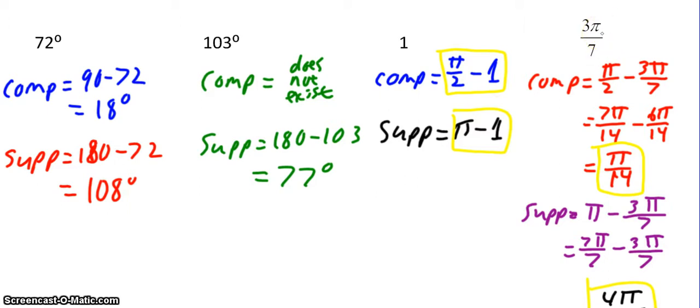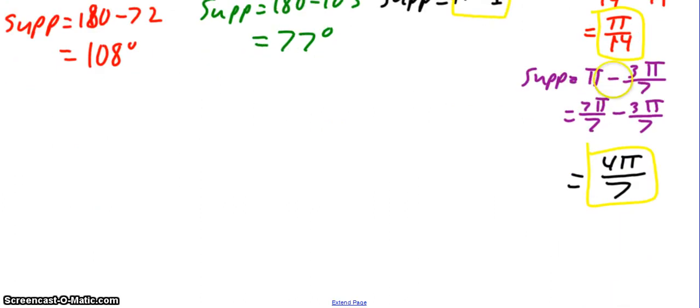For the next one, here we can do a little bit of work. So the complementary angle will be pi halves minus 3 pi sevenths. When I subtract fractions, I can get a common denominator. The common denominator is 14, so pi over 2 becomes 7 pi over 14, and 3 pi over 7 becomes 6 pi over 14. 7 minus 6 is 1 pi over 14. So the complementary angle is pi over 14. For the supplement, we do pi minus 3 pi sevenths. Again, get a common denominator, which in this case will be 7. 7 pi over 7 minus 3 pi over 7 is 4 pi over 7.